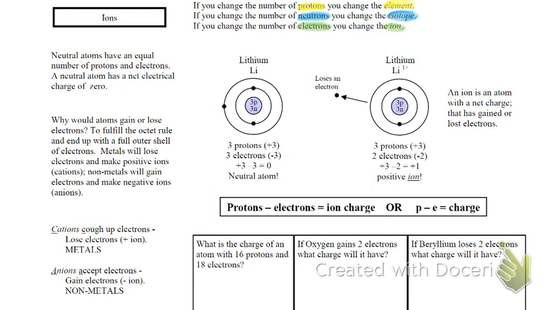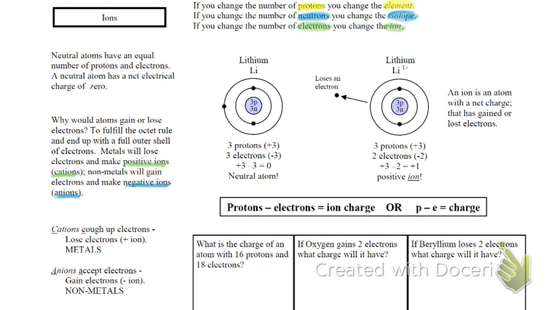So we talked about earlier, metals lose electrons and they become positive ions, or cations. So positive are cations. Nonmetals are more likely to gain, so then the negative ions are called anions. It's kind of like in math, positive and negative numbers.